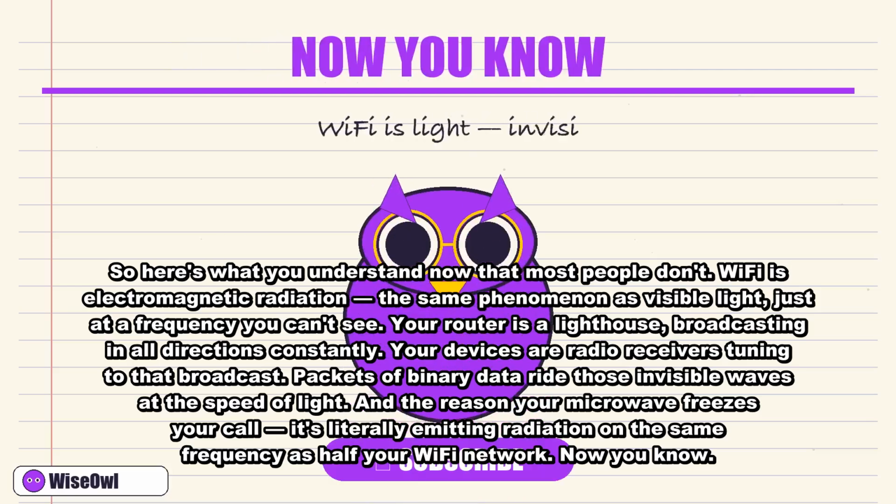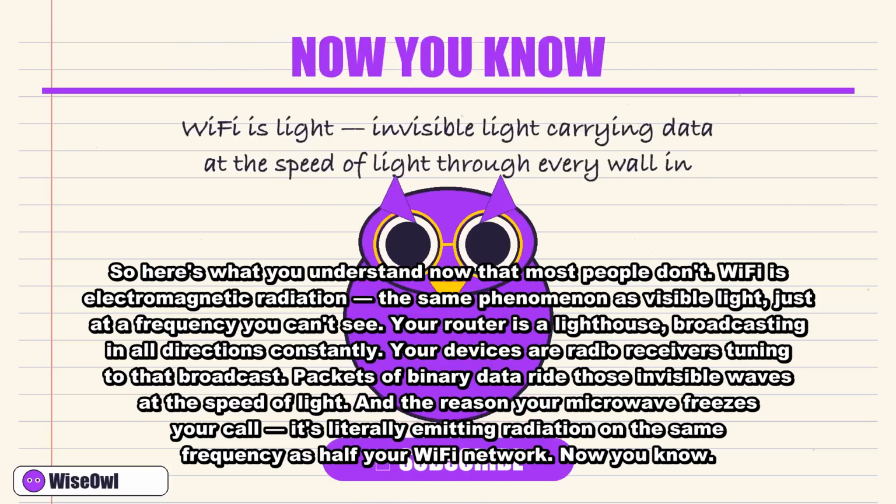So here's what you understand now that most people don't. Wi-Fi is electromagnetic radiation, the same phenomenon as visible light, just at a frequency you can't see. Your router is a lighthouse, broadcasting in all directions constantly. Your devices are radio receivers tuning to that broadcast. Packets of binary data ride those invisible waves at the speed of light. And the reason your microwave freezes your call, it's literally emitting radiation on the same frequency as half your Wi-Fi network. Now you know.